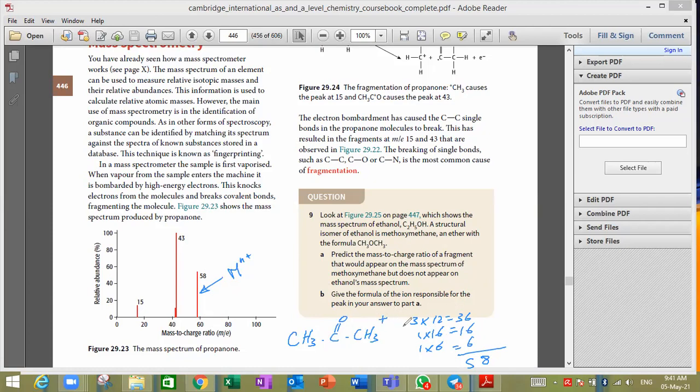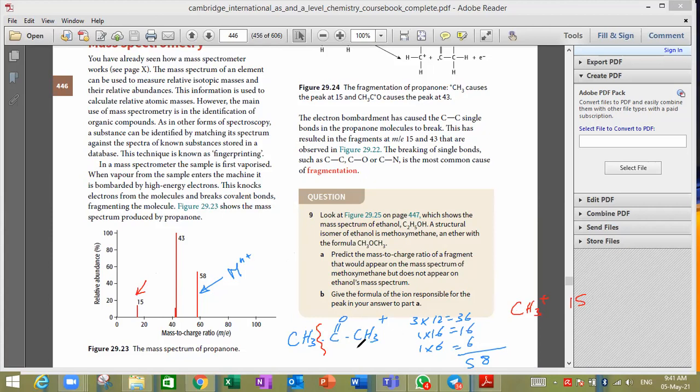Of course, we should write it in a positive ion form. And then this molecule is going to be fragmented, which means it's going to be broken down into simpler ions. So maybe it's going to be broken here, resulting in a CH3 positive ion. And this has a molecular mass of 15. That's why you can see here a peak at 15.